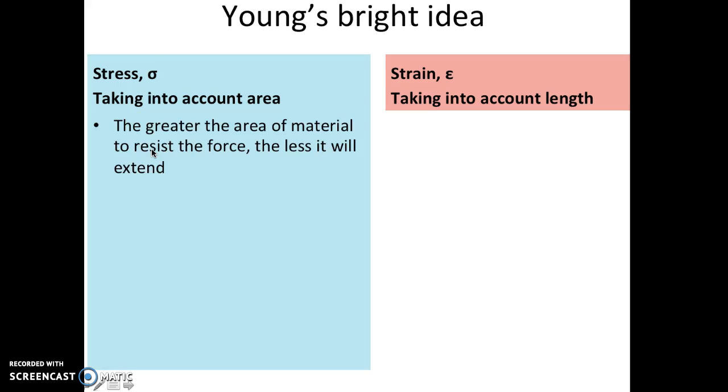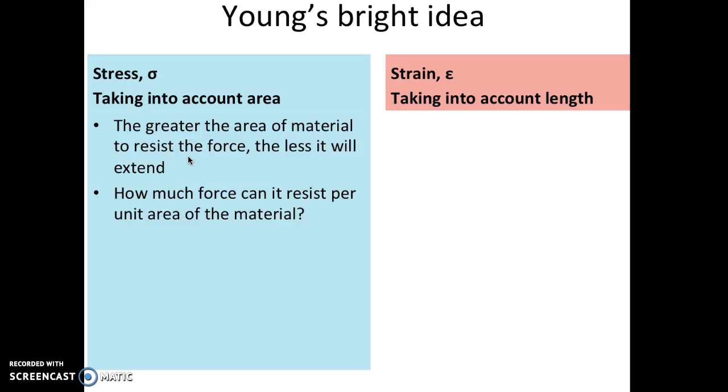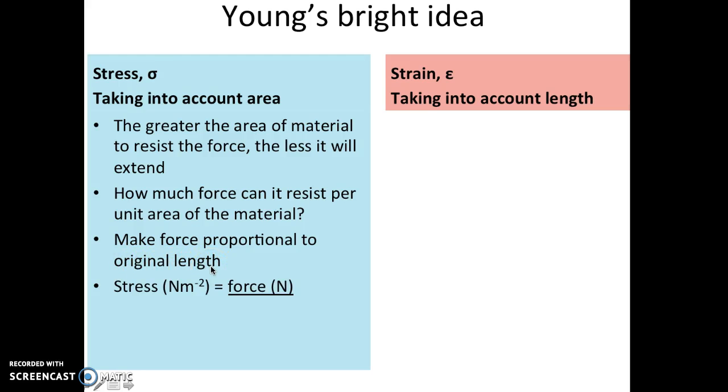He knew that the greater the amount of material there was to resist the force, the greater it would extend. So he needed to know, for a particular material, how much force it could resist per unit area of the material. And he needed a way to take this into account. His solution was to make force proportional to original area. I need to point out that that should say area, not length. And he came up with this property stress, which he said was equal to force divided by cross-sectional area. So I now have force divided by cross-sectional area. I'm taking into account the area. Note that stress is measured in newtons per metre squared because I have force in newtons and area in metres squared.